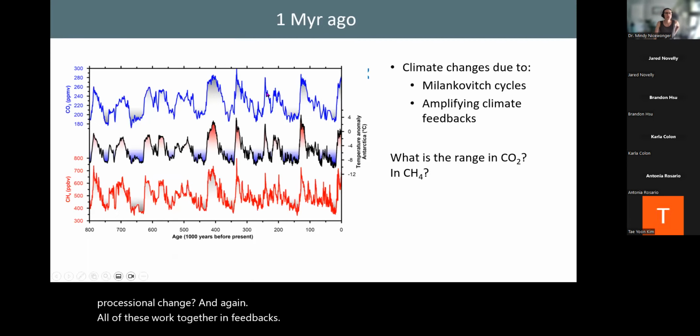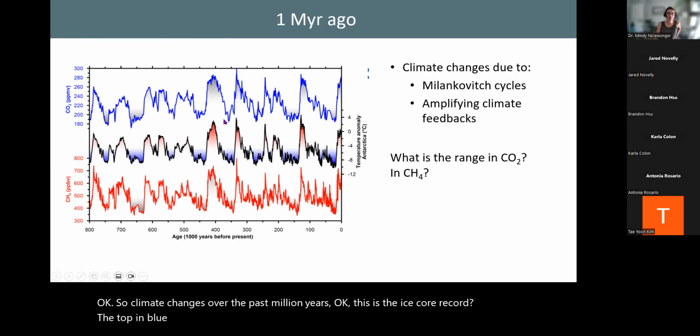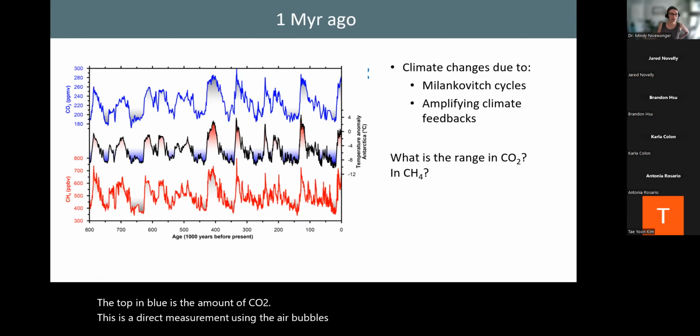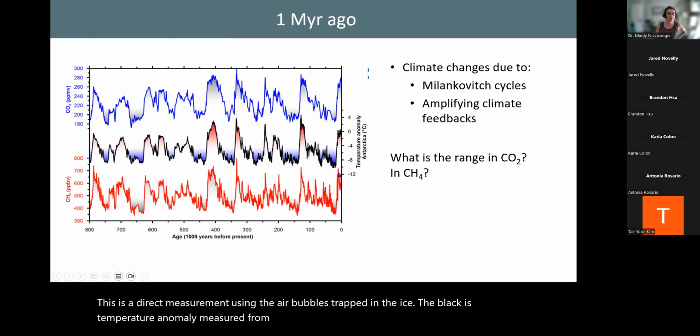So, climate changes over the past million years. This is the ice core record. The top in blue is the amount of CO2, a direct measurement using the air bubbles trapped in the ice. The black is temperature anomaly, measured from the oxygen isotopes, and the red is methane.